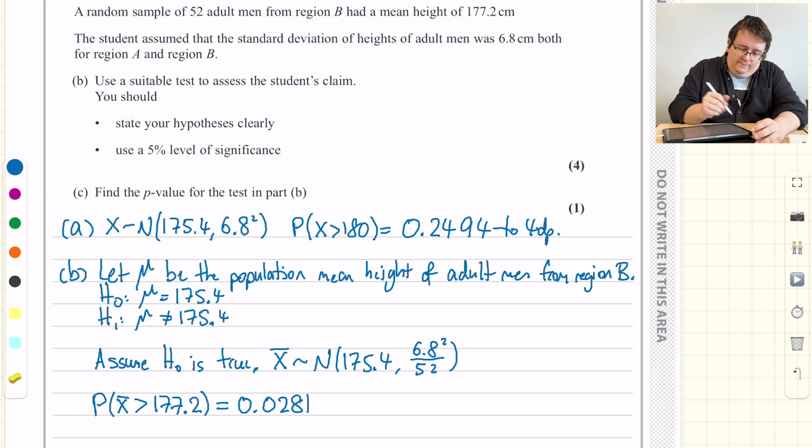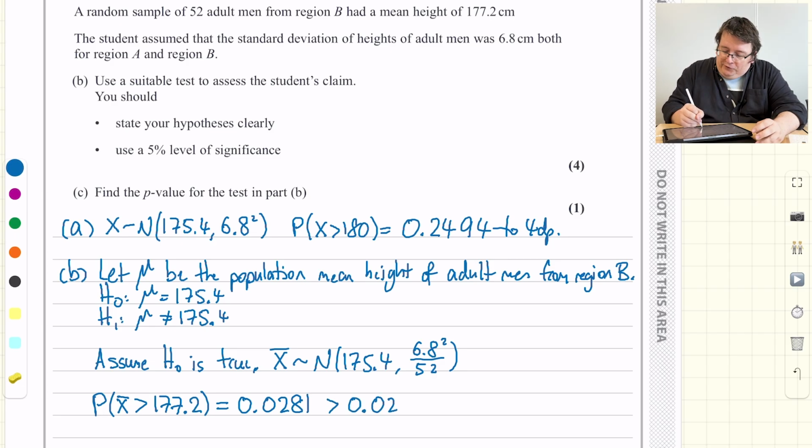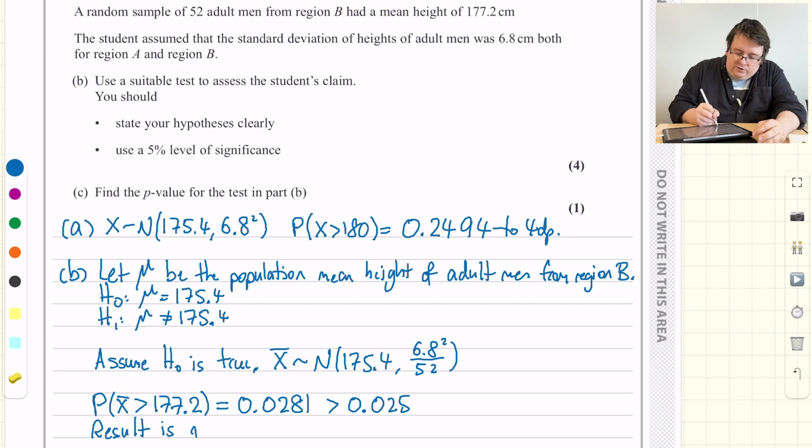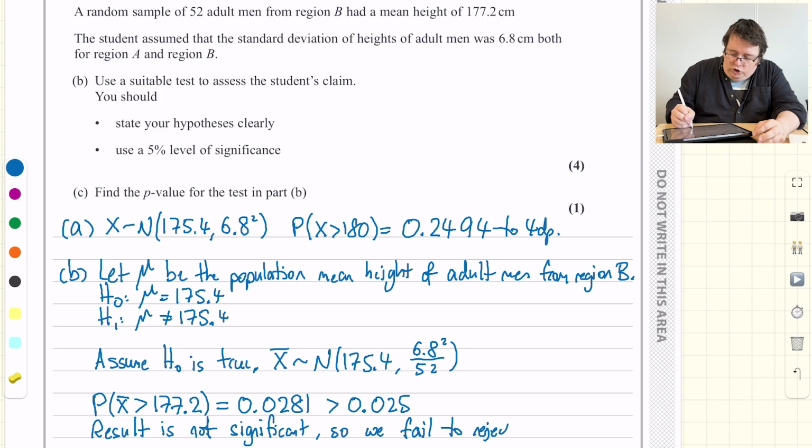Dear oh dear. Fell at that hurdle. Greater than 0.025. Apologies. So, if it's greater than, the result is not significant, so we fail to reject. So result is not significant. So we fail to reject H0.